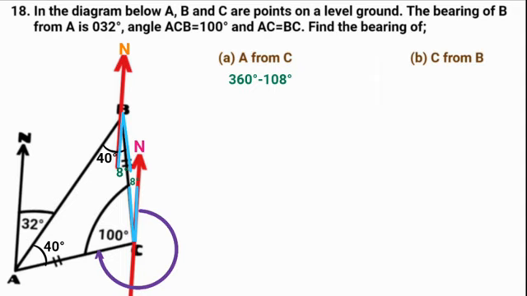Then what we're going to do now is subtract 108 from 360 degrees, which will give us 252 degrees. So this is the bearing. Since it's a bearing, we can read it as 252 degrees. Okay, if you have got questions, I'll be glad to respond in the comment section.